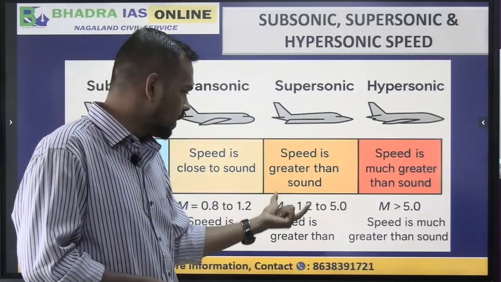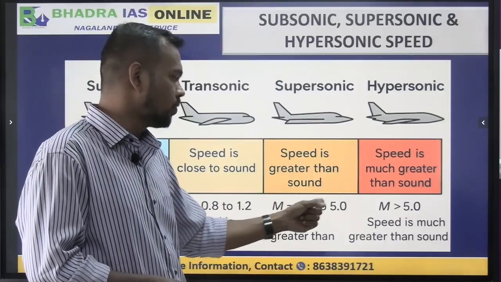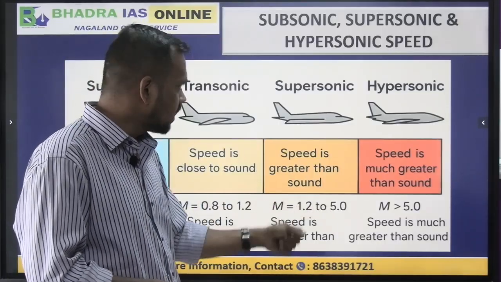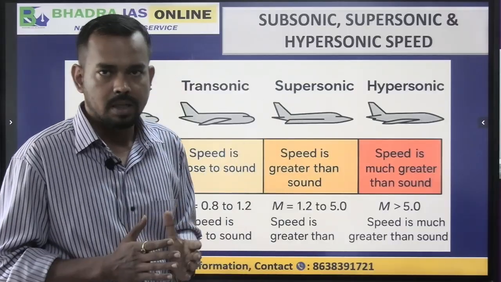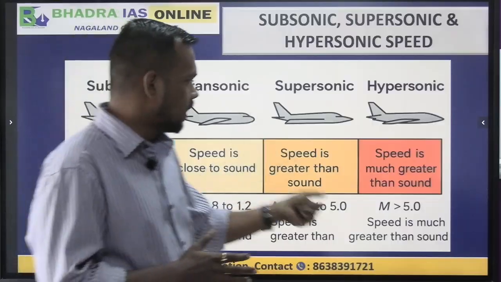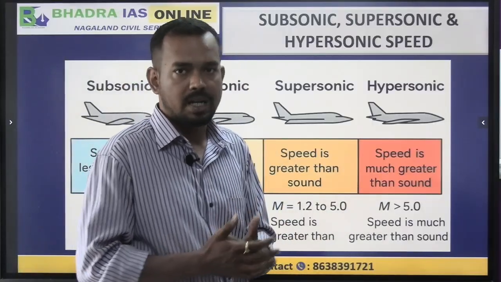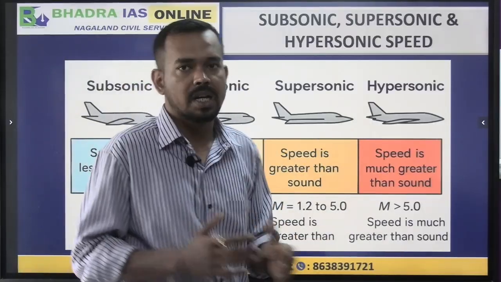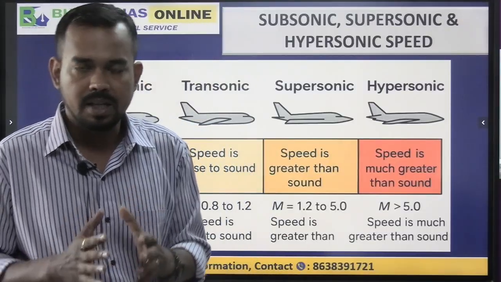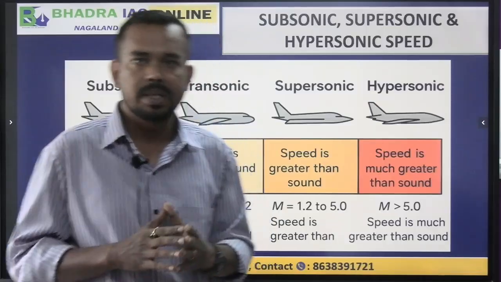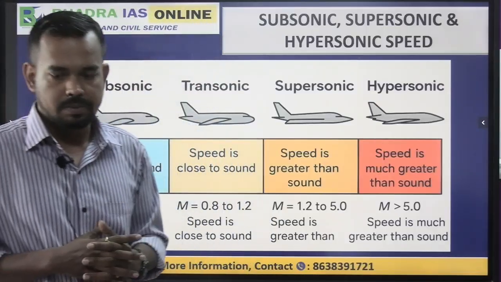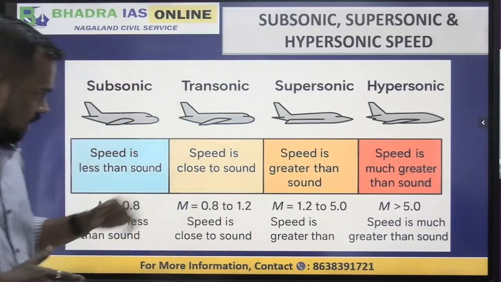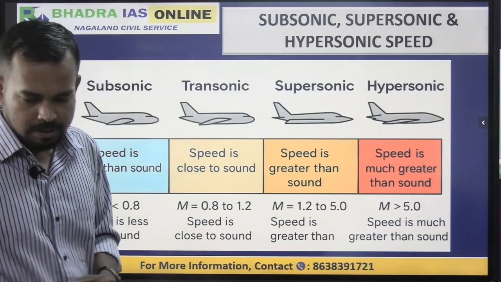If the speed is greater than 1 Mach up to 5 Mach, then it will be treated as supersonic speed. And the last, greater than Mach 5, the speed will become hypersonic speed. And these are very important for our missile systems and other systems. So we can see that it is of great importance.